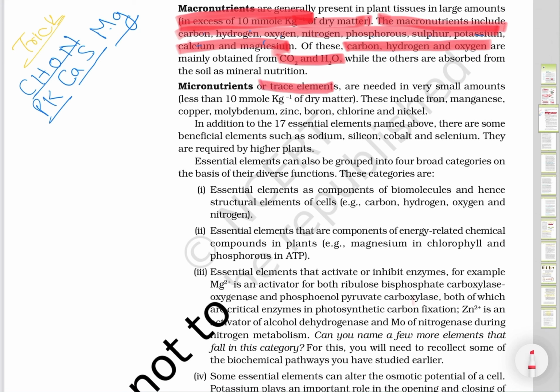Alright, so these are needed in very small amounts. It's less than 10 millimole per kg of dry matter. This includes iron, manganese, copper, molybdenum, zinc, boron, chlorine, and nickel.